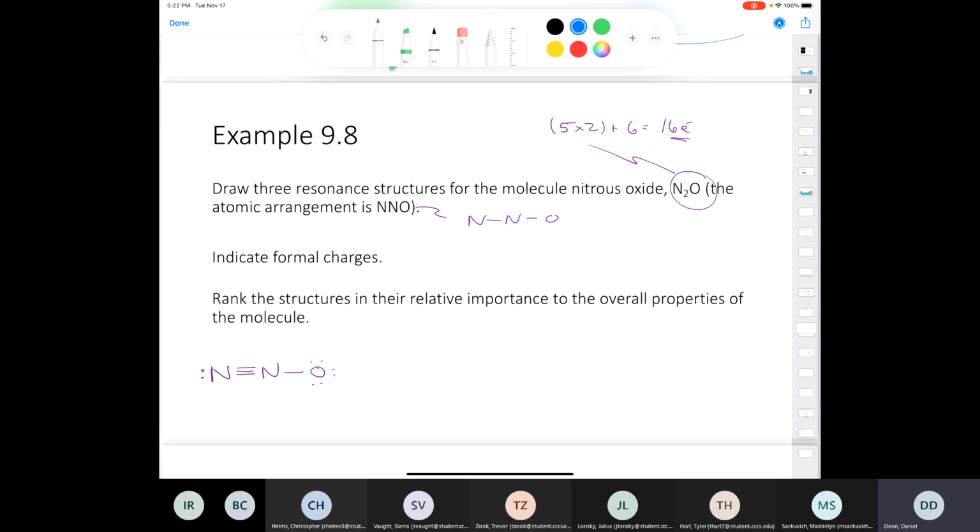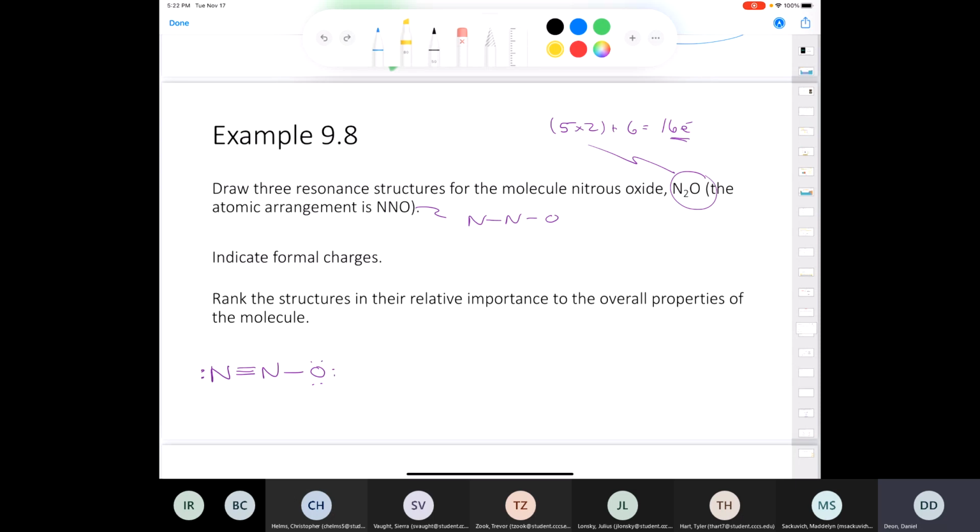Now let's check here. Every one of these atoms should have an octet. Let's look at the nitrogen on the far left. It's surrounded by 1, 2, 3, 4, 5, 6, 7, 8. Good. Look at the nitrogen in the middle. It's surrounded by 8. That's good. Let's look at the oxygen. It's surrounded by 8. Okay, everybody's got an octet.